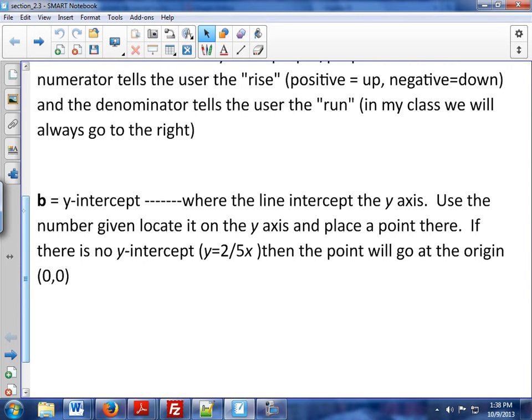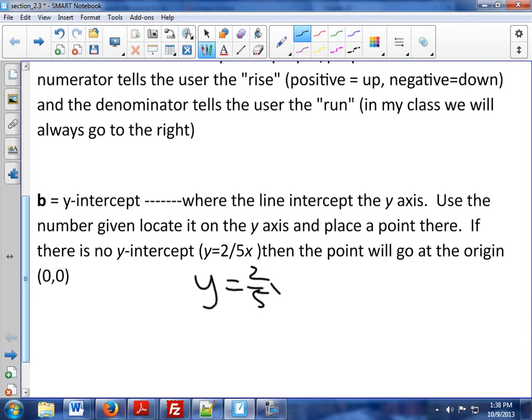b is the y-intercept, where the line intersects the y-axis. Use this number given, located on the y-axis, and place a point there. If there is no y-intercept, then the point will go at the origin. Remember that. Like this: if I have y equals 2/5 x, you start at the origin. In this case, we would do 1, 2 over 5.